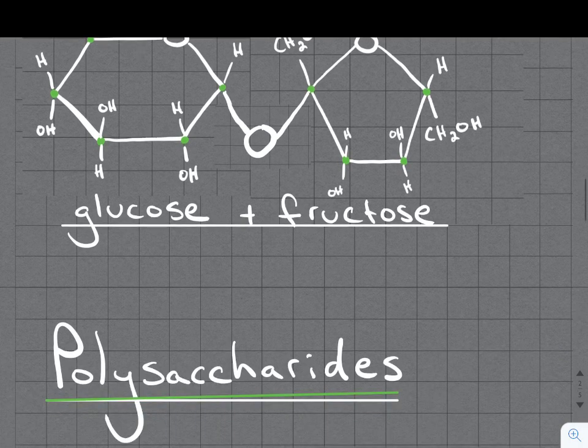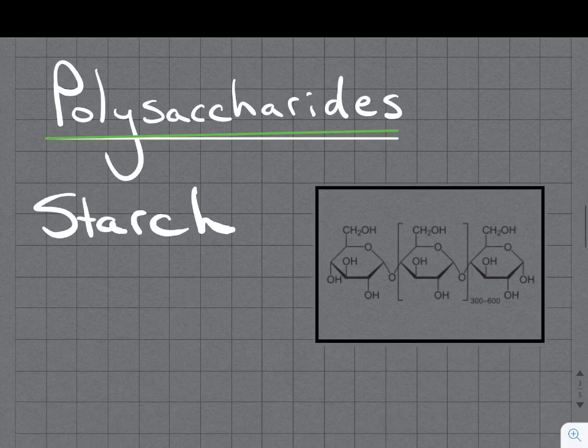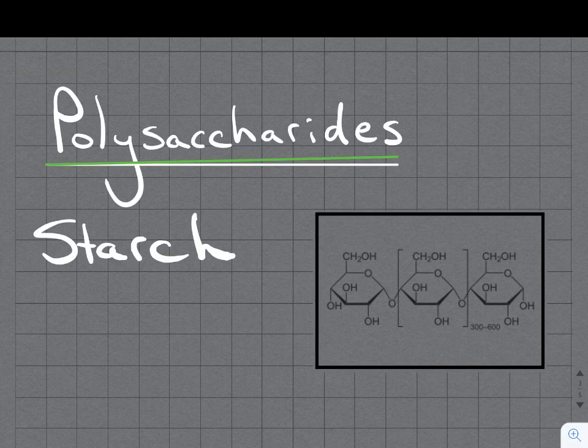And then as you continue to add subunits on, you end up with polysaccharides. So here are some common examples of polysaccharides. This is starch. Sometimes it's known as amylose. You'll notice that all of these sugars typically end with that same ending, that OSE ending. So amylose is the regular name for starch.